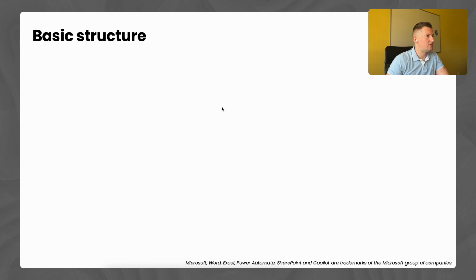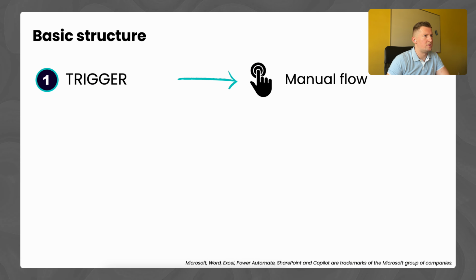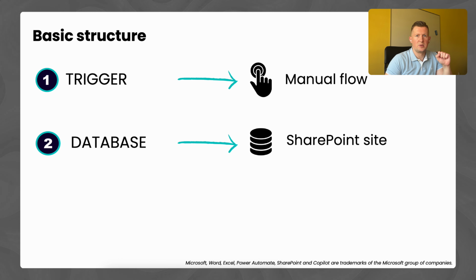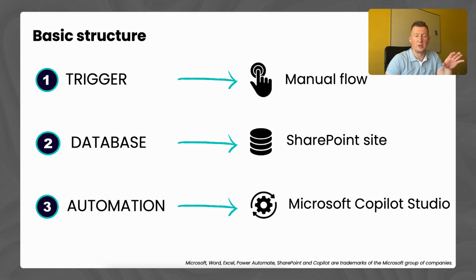The basic structure we need to discuss in the beginning. The trigger of this flow is a manual flow, so we just hit run and it will run. Later on, we can attach a when-an-email-comes or a when-a-file-changes trigger to this flow. The database is the SharePoint site. The online Excel will be stored there, and the automation will be done with Microsoft Copilot Studio.